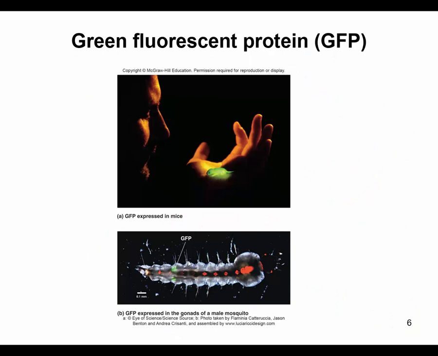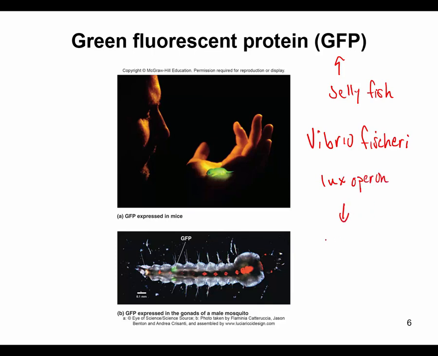We can actually take some genes out of some organisms like jellyfish, and that particular protein is called green fluorescent protein. It comes from a jellyfish. There's other bioluminescent genes, by the way. When I was a graduate student, I worked with Vibrio fischeri, and that has an operon in it, a set of genes called the Lux operon. The Lux operon is a set of genes that lead to chemiluminescence, or it's bioluminescence also, because it is a living thing. So this is a bioluminescent gene. Hopefully I spelled that right, bioluminescence.